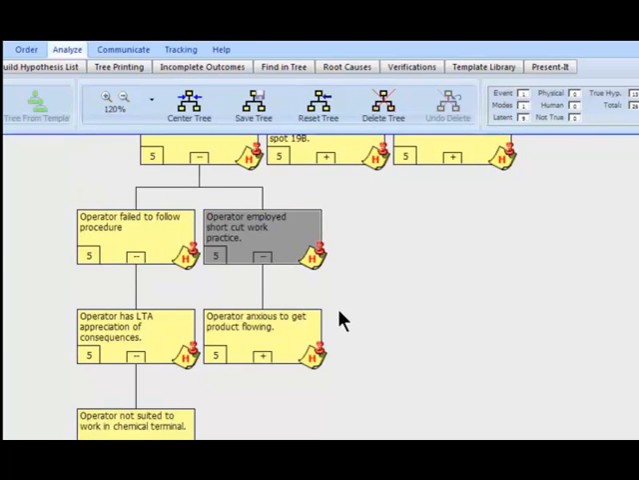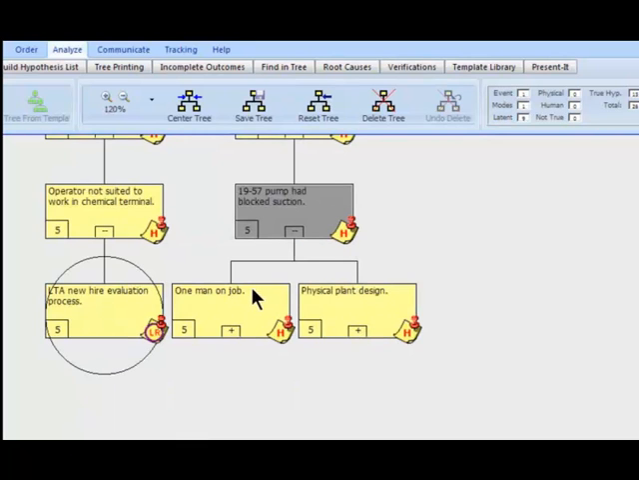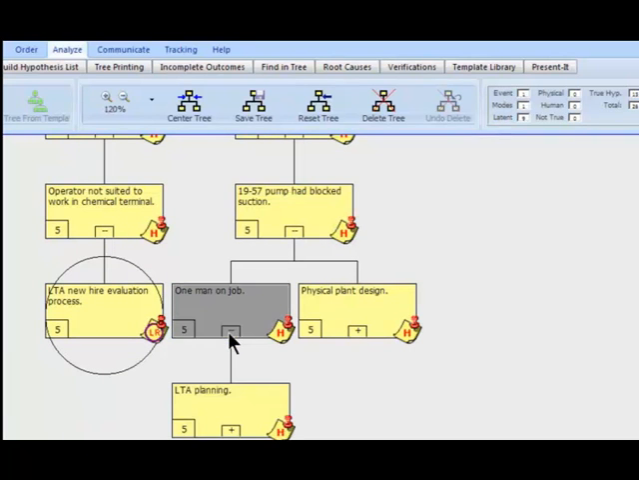Well, why would the operator employ such shortcuts? The operator was anxious to get the product flowing. Why was the operator anxious to get the product flowing? The 1957 pump had blocked suction. How can that occur? Well, they had one man on the job.